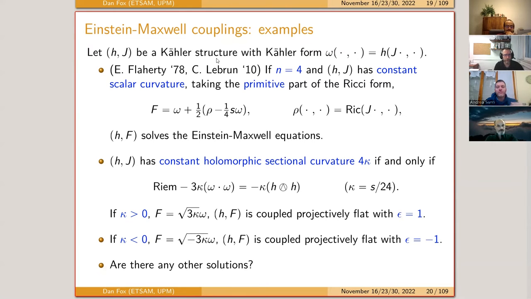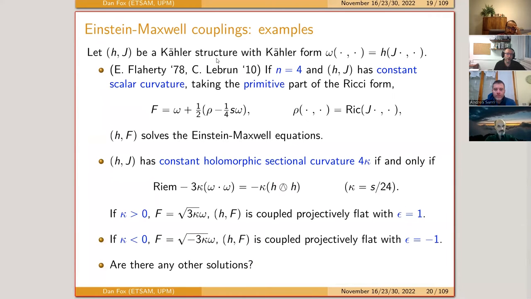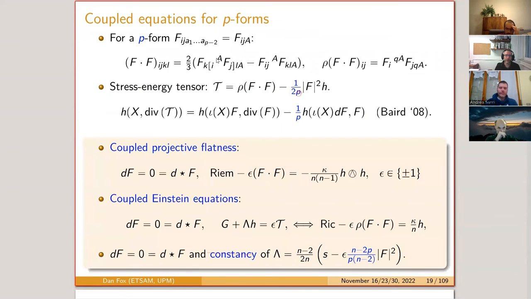And this is the Riemannian signature. So it's a nice observation, and LeBrun has a series of very nice articles about this context. And as I say, the original observation in the scalar flat case goes back to Flaherty. So one can at least give some solutions to this coupled projectively flat equation along the same lines. If you have a constant holomorphic sectional curvature Kähler manifold, so this is very special, that's equivalent to this equation in my notations, where this dot product is exactly this operation here.